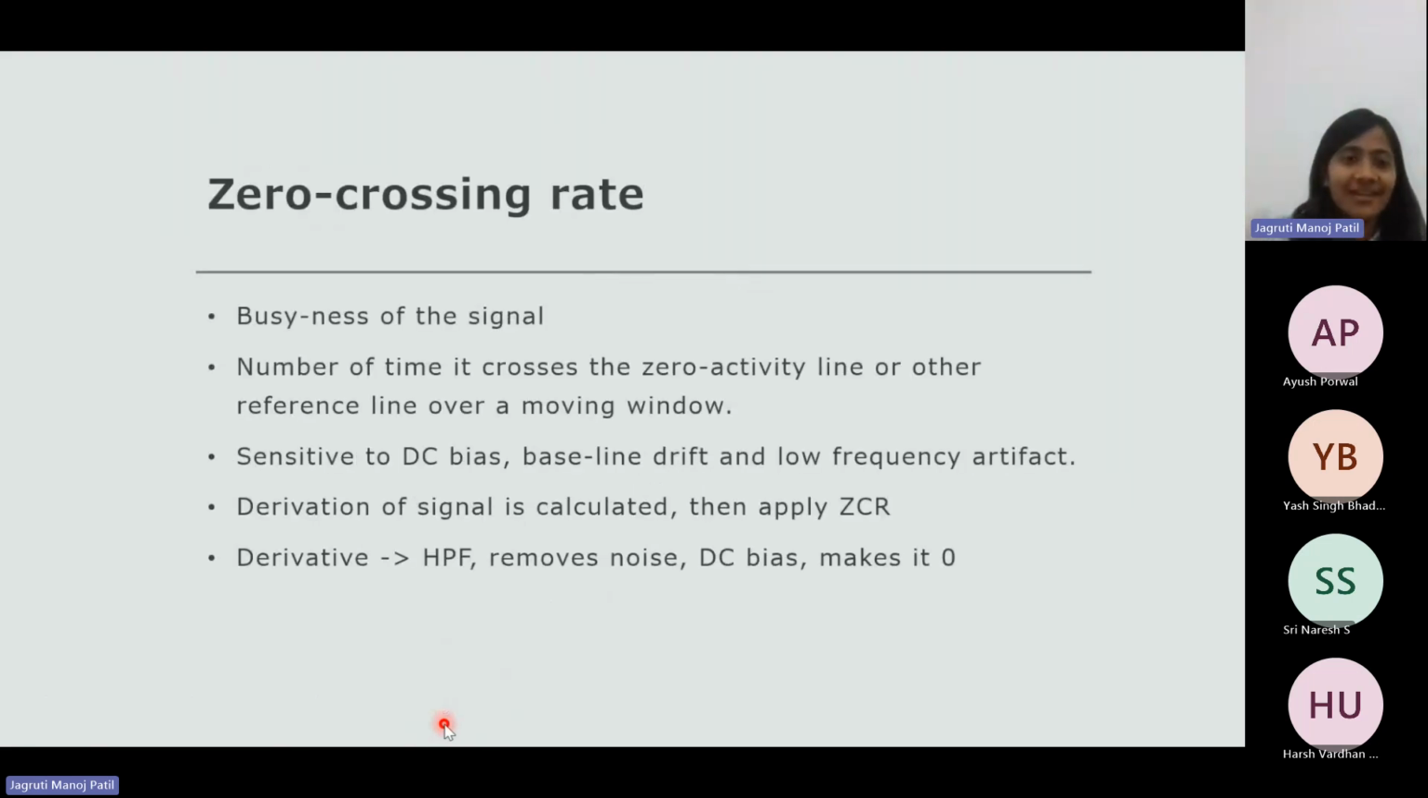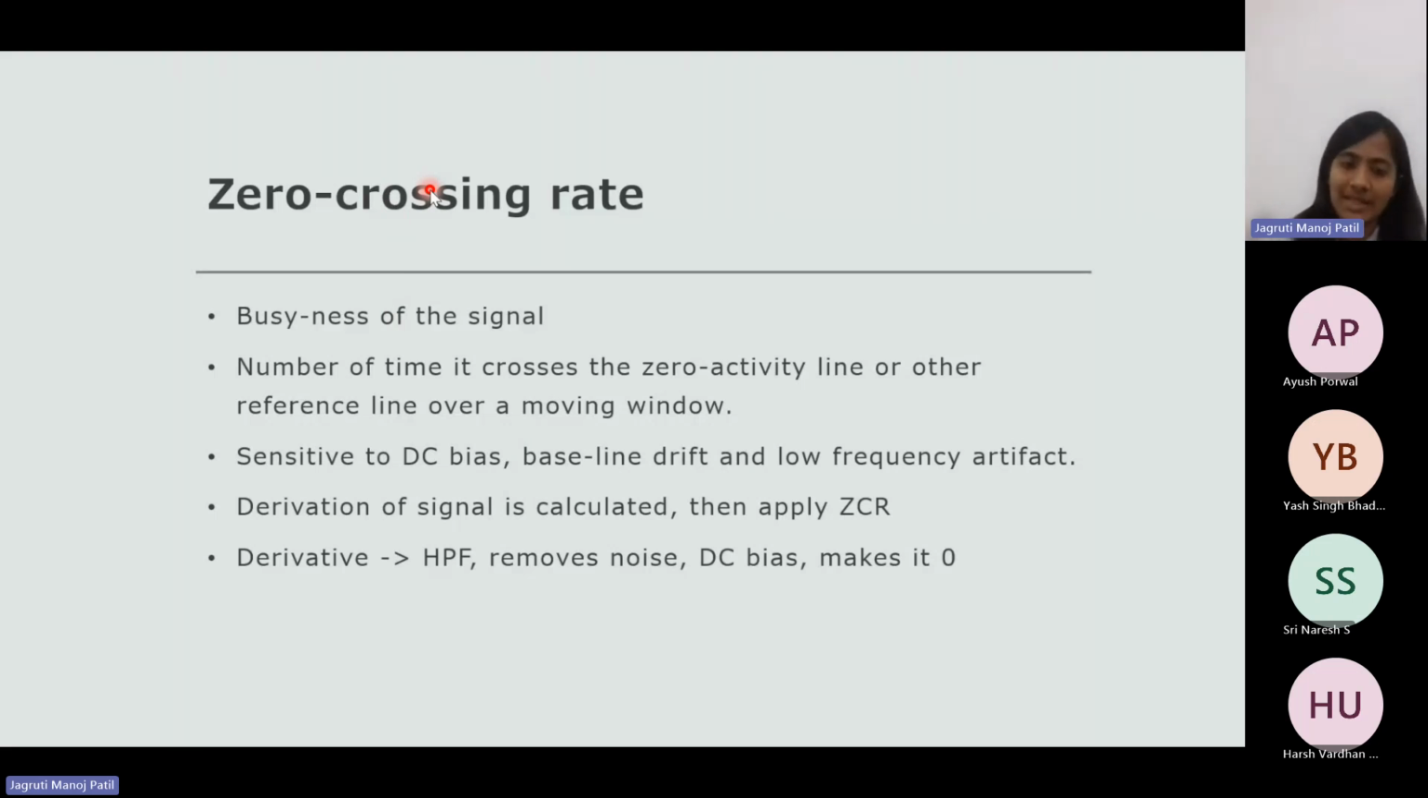Next is the zero crossing rate. A very nice term for it is that it tells you about the busyness of the signal. It's the number of times the signal crosses the zero activity line or baseline over a moving window. It's sensitive to the DC bias, the baseline drift, and low frequency artifacts, in the sense that if your signal has even the slightest noise, it will cross the zero line or baseline, and you might count that crossing in the zero crossing rate. That shouldn't be the case.